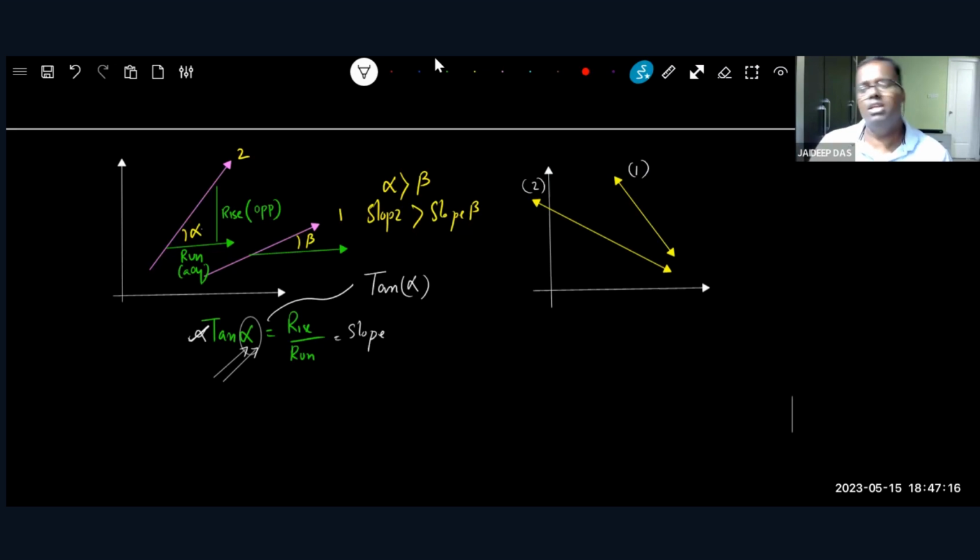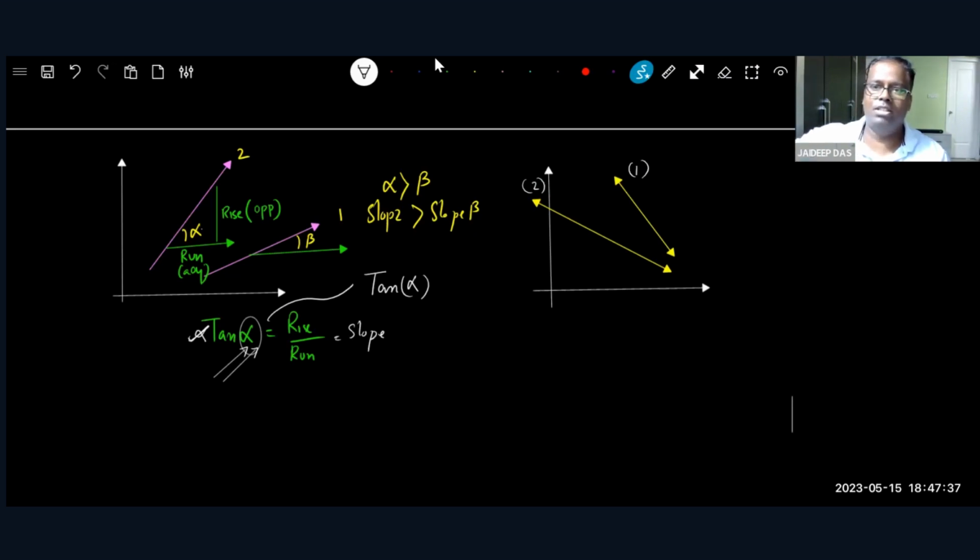How will you treat the signs? Based on how I went with my rise and how I went with my run. If I've climbed up, I take delta y as positive. If I've climbed down, delta y is negative. If I've run towards the right-hand side, delta x is positive. Left-hand side, delta x is negative. Based on that, put it in the equation and you will get the slope.